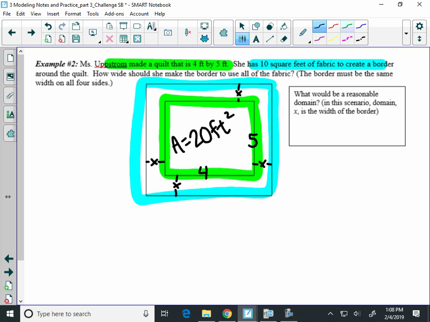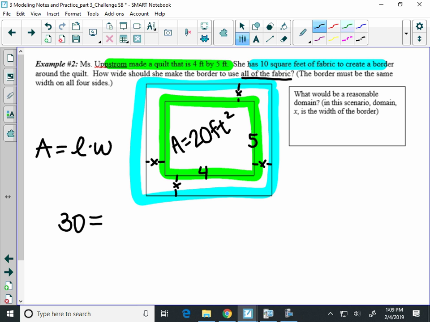Now, ultimately, we need to solve for X, but we're talking about area. So if I have 20 square feet here, how much fabric does she have for the border? 10. And it says she wants to use all of the fabric. So how big total will her quilt be when she's done? 30. So we're going to set up a formula. We're still using that length times width for area. We know that the area is going to end up equal to 30. That's the whole quilt.